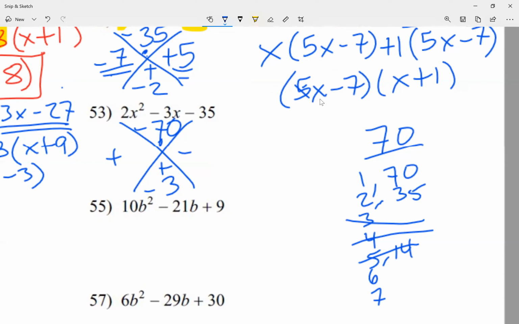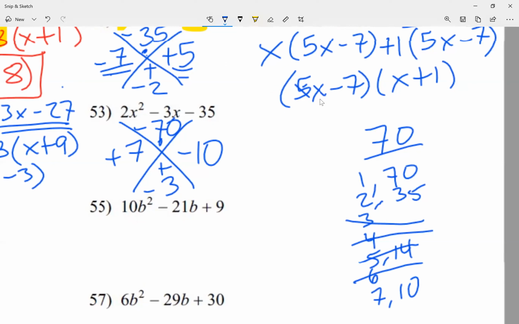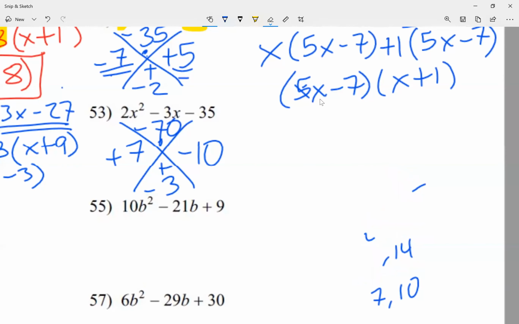70 divided by 6 gives me a decimal, so that one doesn't work. 70 divided by 7 gives me 10. So I know 7 times 10 is 70. When I subtract those numbers, I get a 3. So that's what I need. I need the bigger number to be negative because I get -3. So I'm going to call this +7, -10. Now let me erase this. So that's how we get the factors in case we cannot think of them.